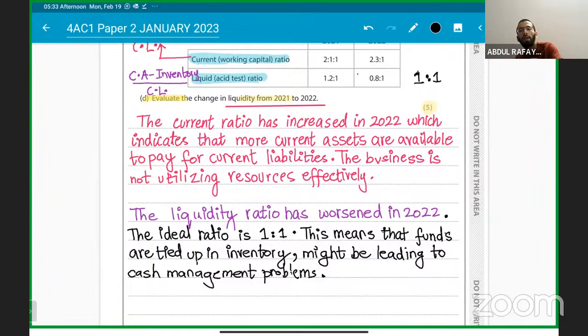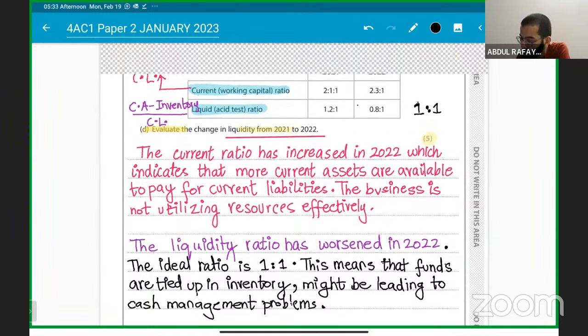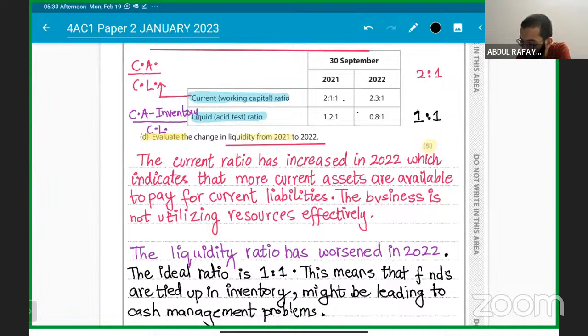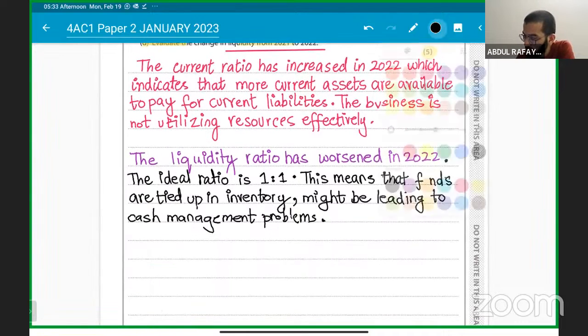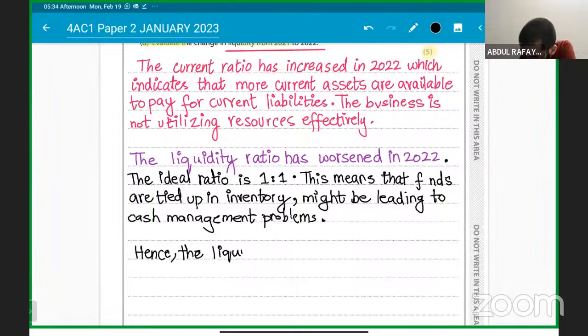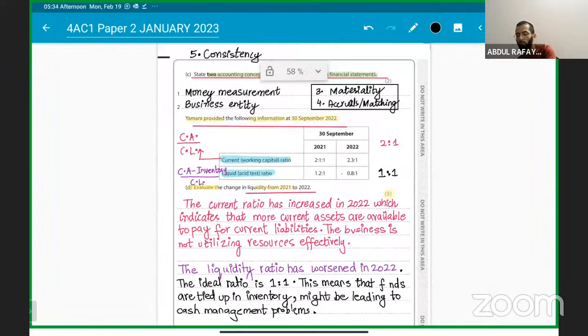What you will write, we can clearly see here, this increased by only 0.2 and this went down by 0.4. So we can clearly say, hence the liquidity has worsened. That will be the decision. Hence the liquidity position has worsened. Or you can write down, the business short-term liquidity has worsened.